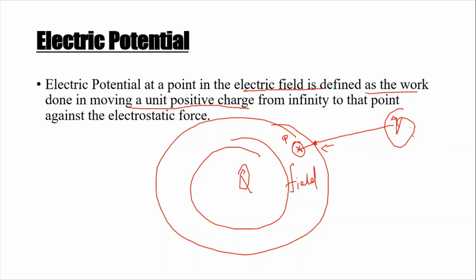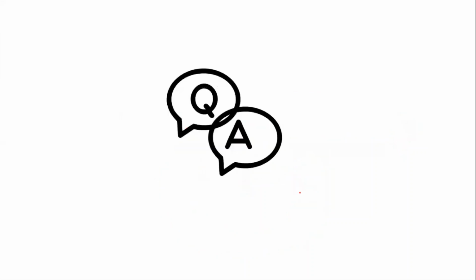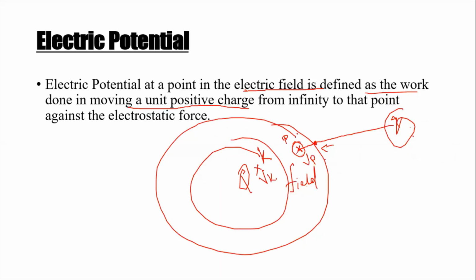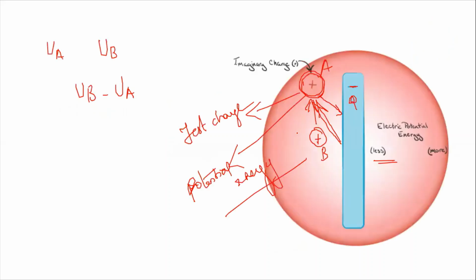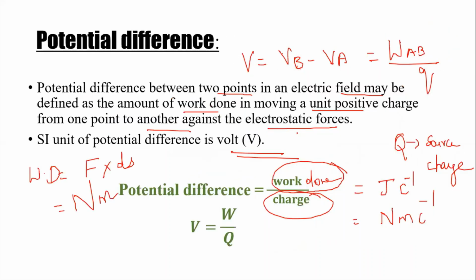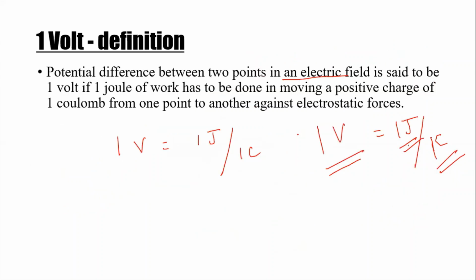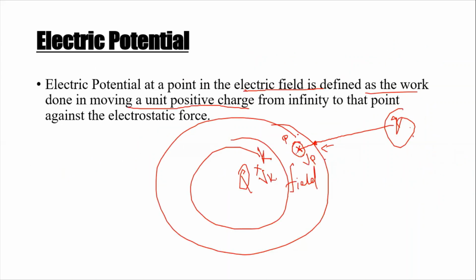So now if I wanted to still move it to some other point, say K, this point has a potential Vp, and this point has a potential Vk. The difference between these two is called potential difference. So I hope the definitions of electrostatic potential, potential difference, volt, and the notion of electric potential are understood.